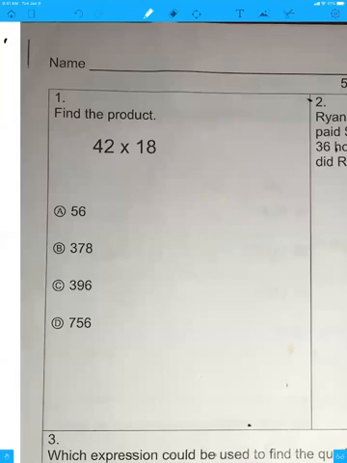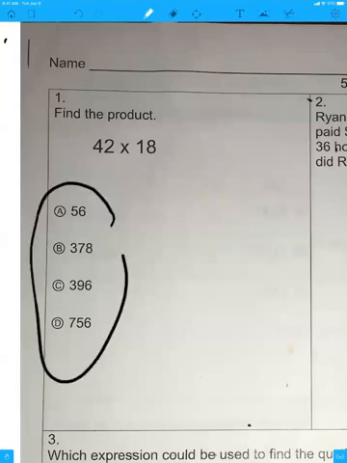But we've also practiced a lot with doing a quick estimate in your head. And this is a test-taking strategy for you guys. So when you have these choices here, I want you guys to think about something.